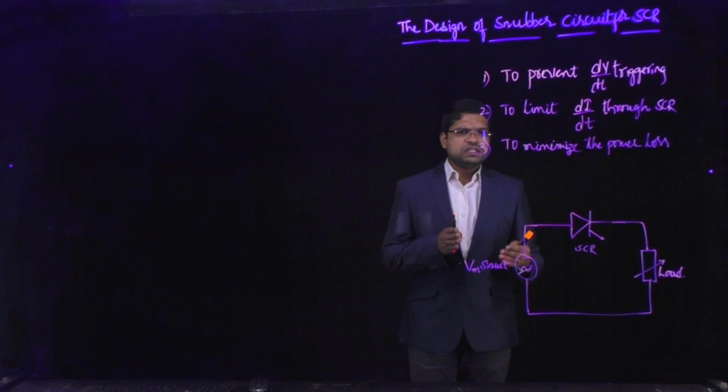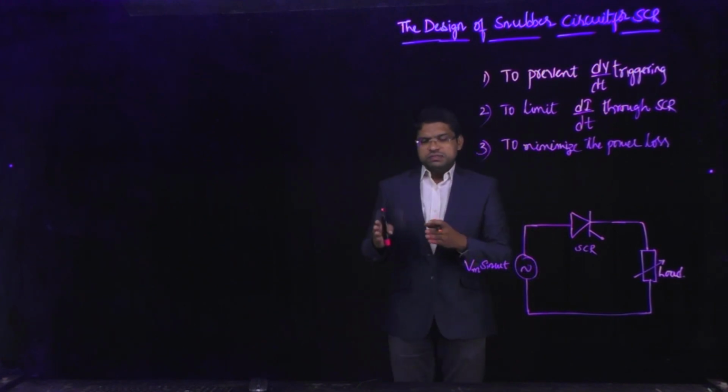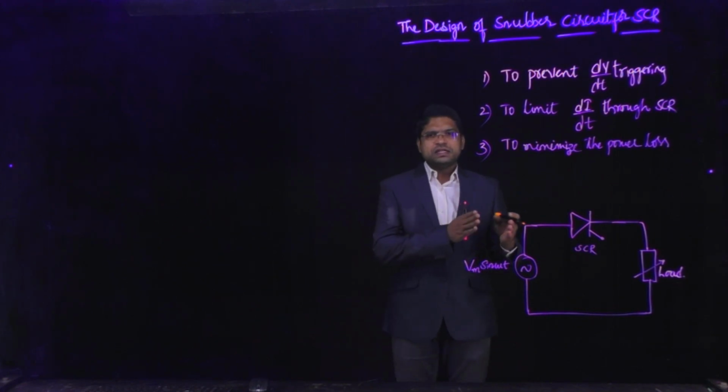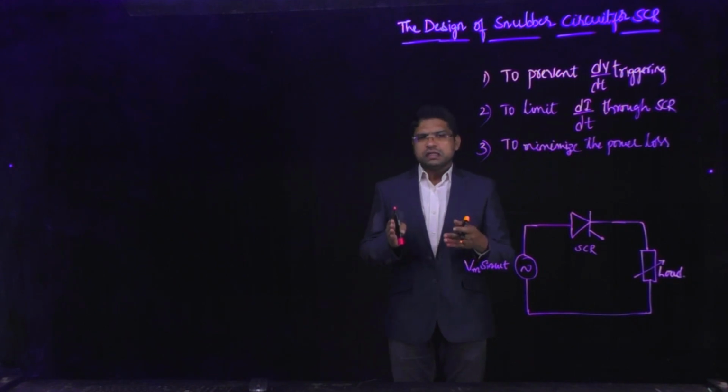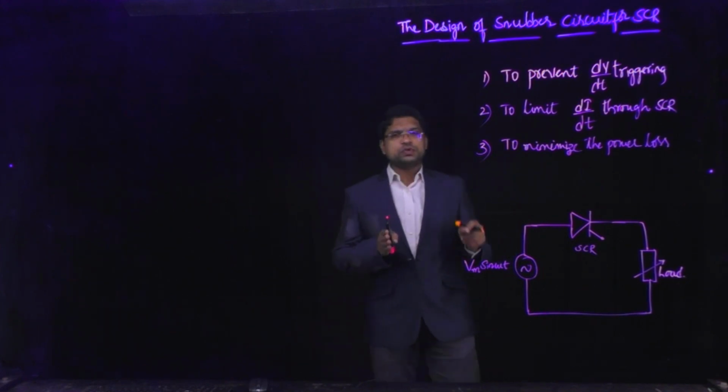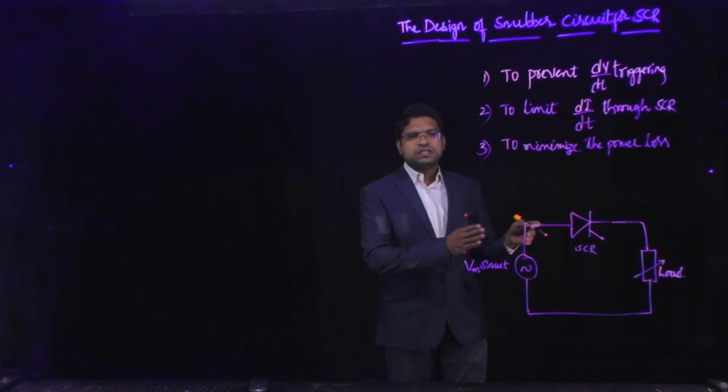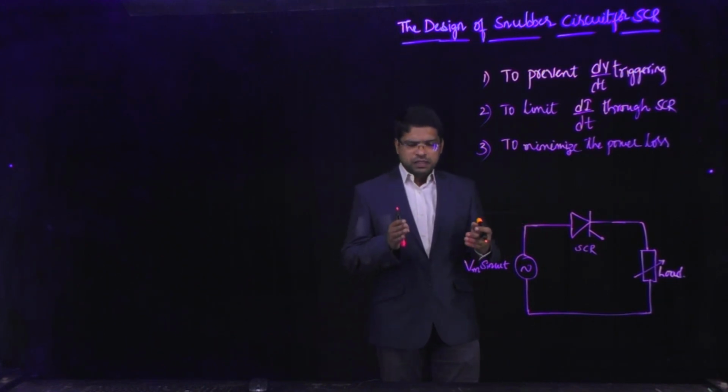Which appears across SCR. There are some certain passive elements, right? We can call them resistor, capacitor and inductor. We know that resistance is a property of a substance which opposes the flow of electrons through it. Similarly, an inductor is an element which opposes the rate of change of current flowing through it, right? Similarly, a capacitor is an element which opposes the rate of change of voltage across it.